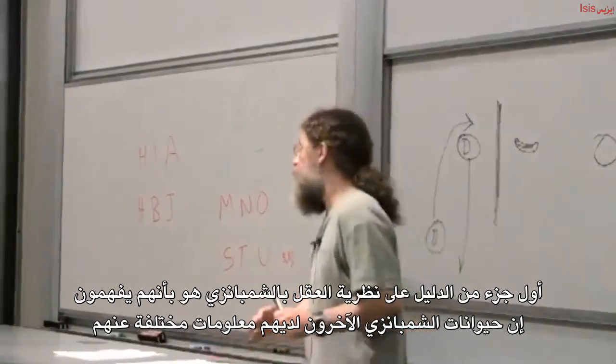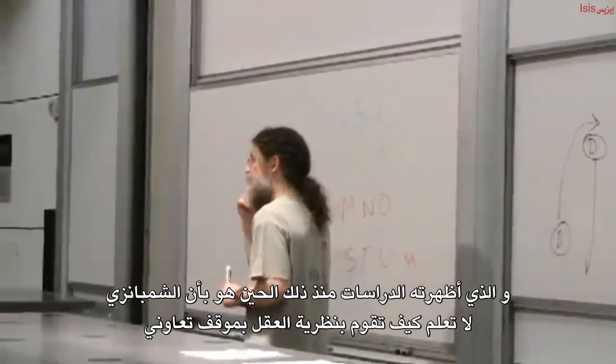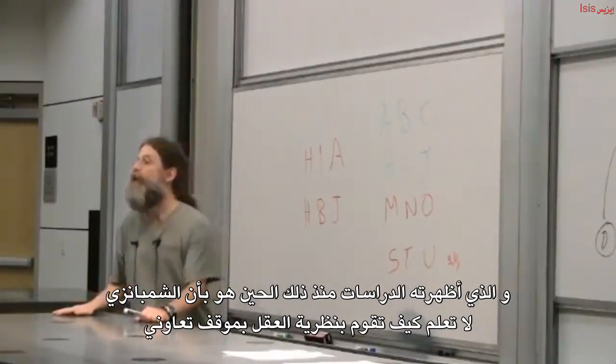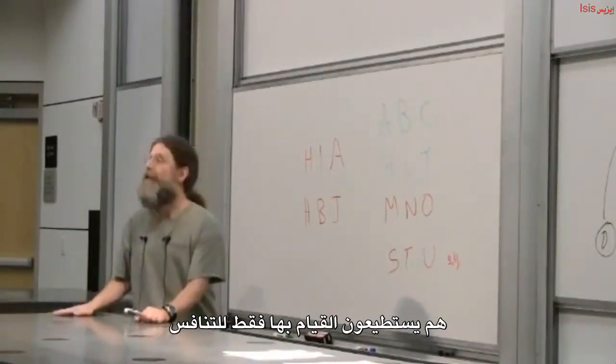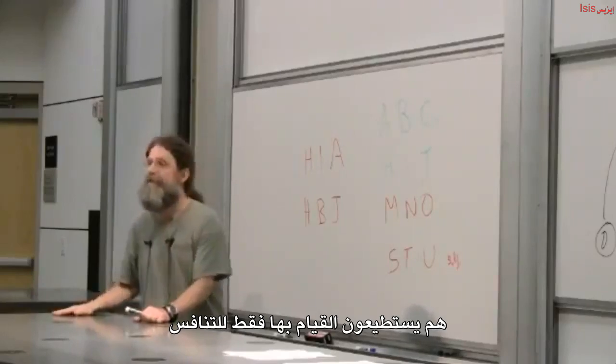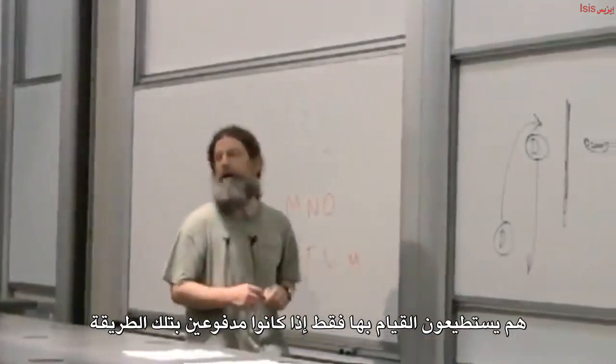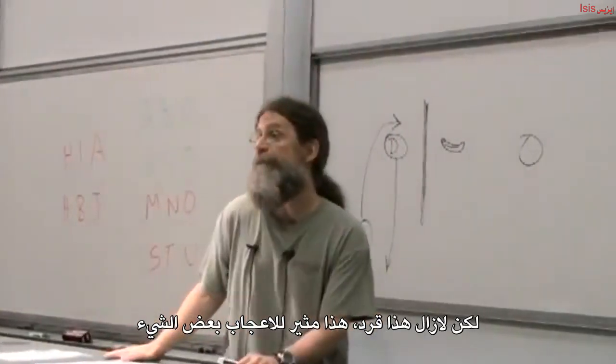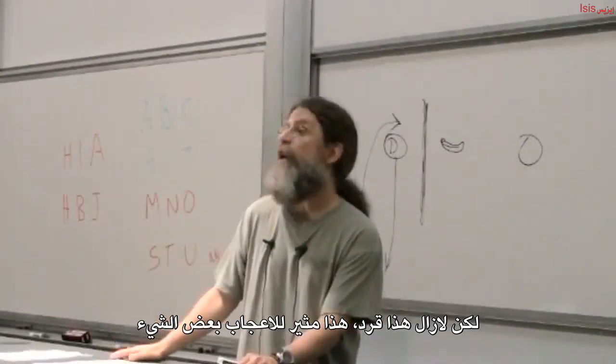What the studies since then have shown is that chimps do not know how to do theory of mind in a cooperative setting. They can only do it for competition. They can only do it when they are highly motivated in that way. But still, this is an ape. This is really quite impressive.